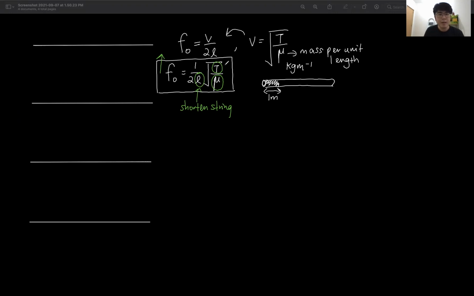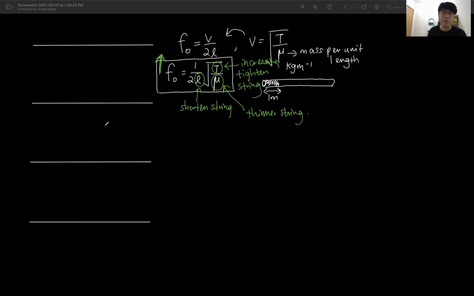The second way is by increasing the tension, by tightening the string. Or I can also play the thinner string. If I play the thinner string, then I get a higher pitch because a thinner string has a smaller mass per unit length. So thus the fundamental frequency will increase.